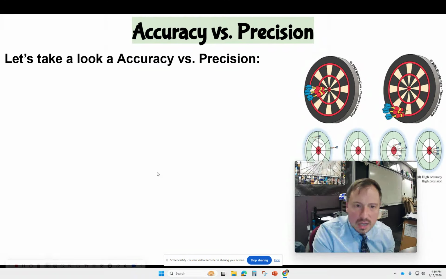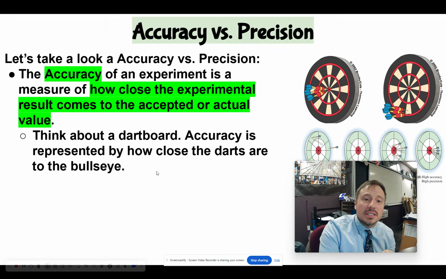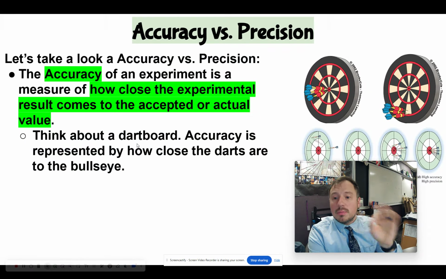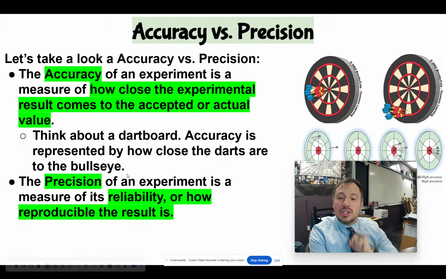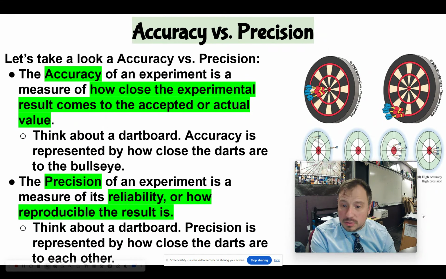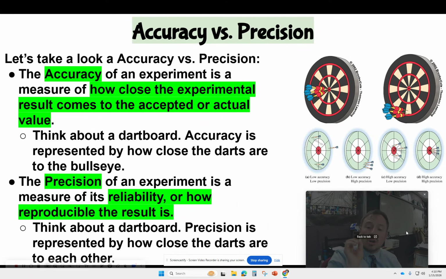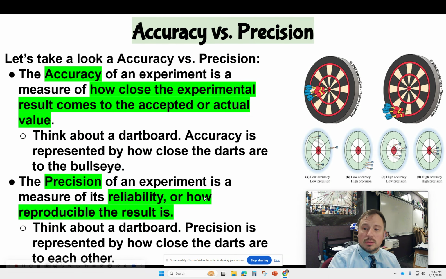Now, let's talk about accuracy versus precision in an experiment. The accuracy is how close the experimental result comes to the accepted or actual value. So if you think about a dartboard, accuracy is represented by how close the darts are to the bullseye, that accepted result. The precision of an experiment is the measure of its reliability, how reproducible the result is. So if I'm throwing darts at a dartboard, it's how close those darts are to each other. So here are some examples about low accuracy, low precision, high precision. There is a difference.